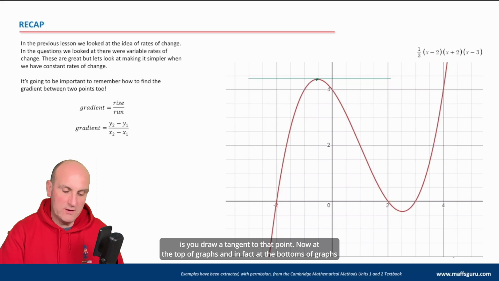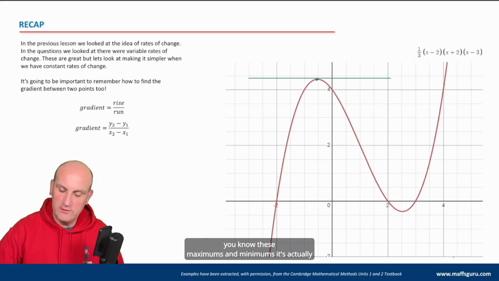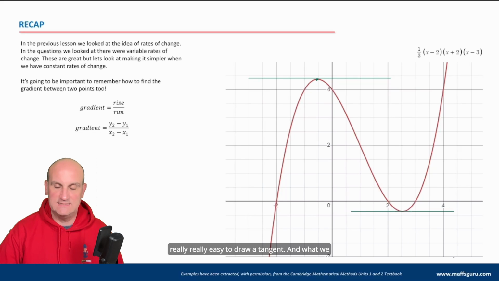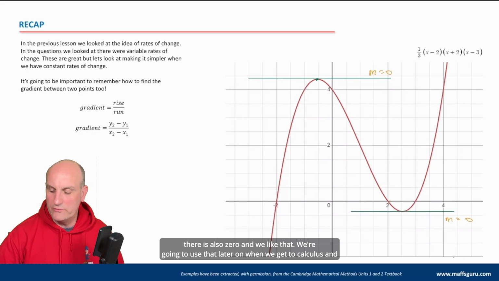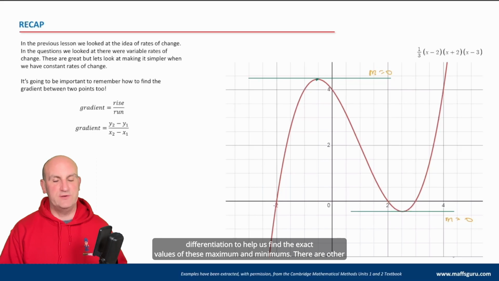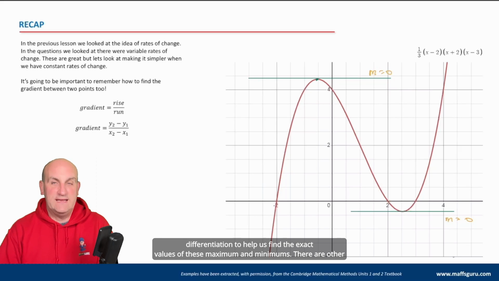Now, at the top of graphs, and in fact at the bottoms of graphs, these maximums and minimums, it's actually really easy to draw a tangent. And what we find out, as I said in my previous video, is that the gradient there is 0, and in fact the gradient there is also 0. And we like that. We're going to use that later on when we get to calculus and differentiation to help us find the exact values of these maximum and minimums.